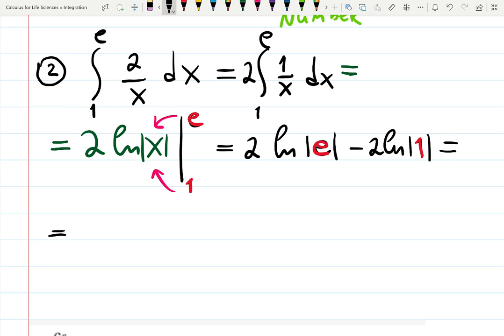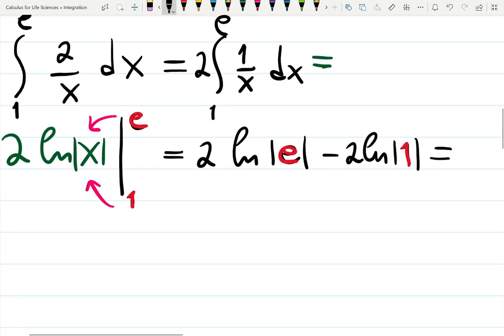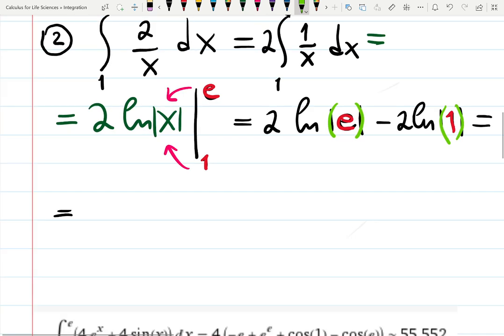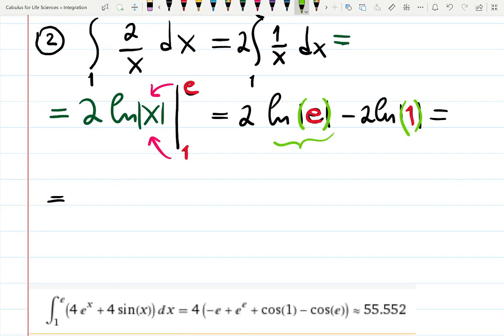Calculate. ln e gives you what? 1. Also, you don't need absolute value anymore. Absolute value is a safety net in case the input is negative. But if it's positive, you can actually write parentheses because e is positive. You're right. Natural log of e is 1. Natural log of 1, 0. So it will be 2.